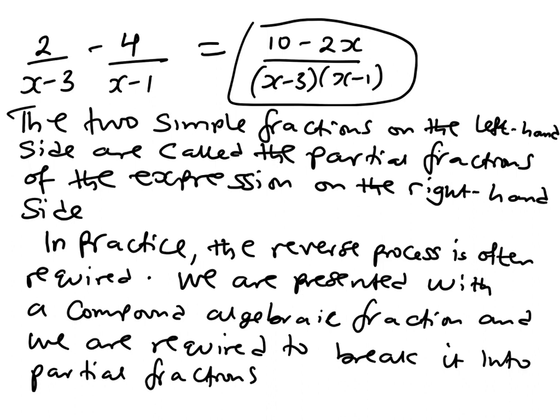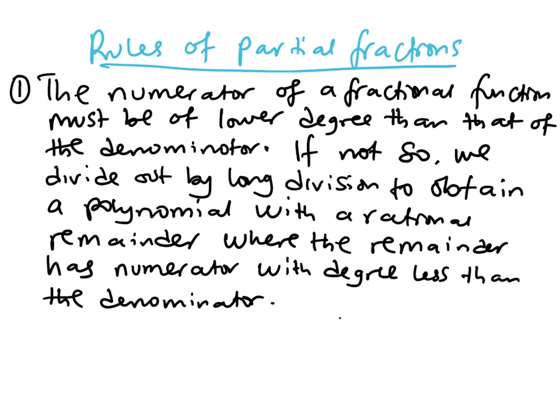What do we do? We simply follow the rules of partial fractions. Let's see some of the rules we follow to break a compound algebraic fraction into partial fractions. Rule number 1: the numerator of a fractional function must be of lower degree than that of the denominator. If not so, we divide out by long division to obtain a polynomial with a rational remainder, where the remainder has numerator with degree less than that of the denominator. We want to explain this rule number 1; it should be fully understood.